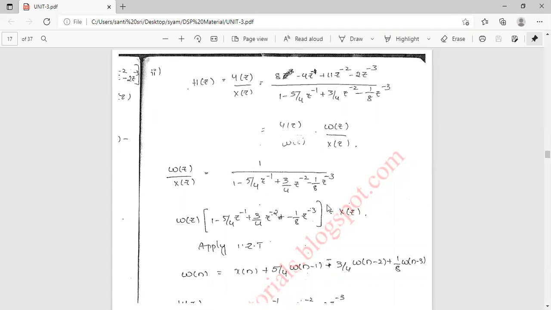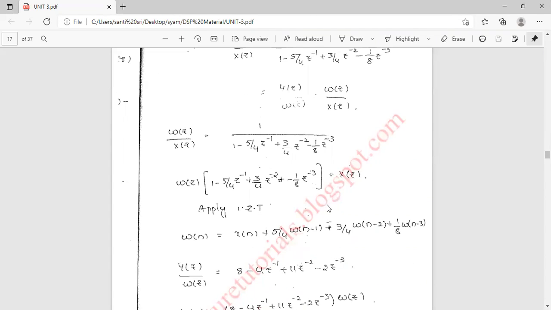Direct form 2: y of z can be written as y of z by w of z and w of z by x of z. So w of z by x of z is equal to 1 by 1 minus 5 by 4 into z power minus 1 plus 3 by 4 into z power minus 2 minus 1 by 8 into z power minus 3. By cross multiplying, w of z into 1 minus 5 by 4 into z power minus 1 plus 3 by 4 into z power minus 2 minus 1 by 8 into z power minus 3 is equal to x of z. Now we will apply inverse z transform from this one.